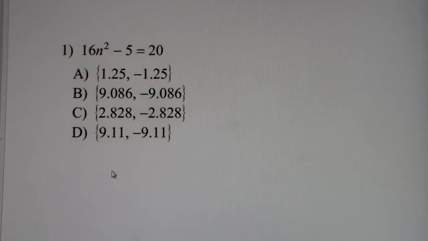We have 16n squared minus 5 equals 20. Now our goal is to get n all by itself. We're solving for n. So we're going to use our inverse operations that we've been practicing. So what we're going to do, we're going to add 5 to both sides first. So we're going to have 16n squared equals 25. So I'll rewrite that over here.